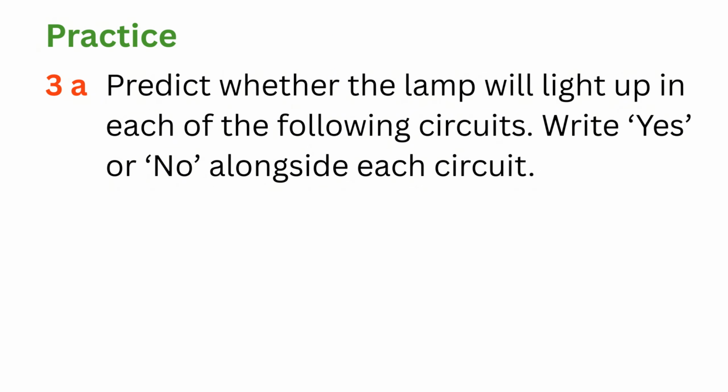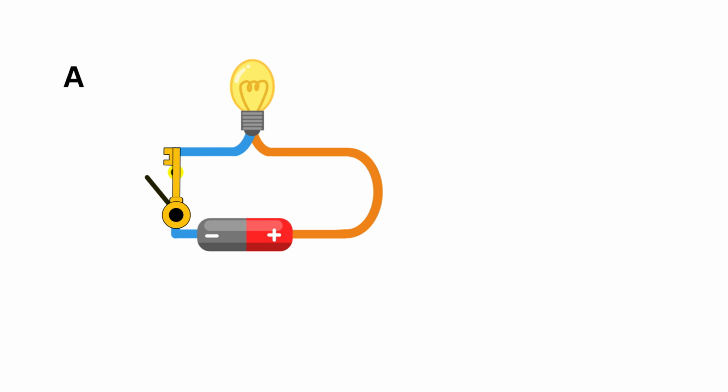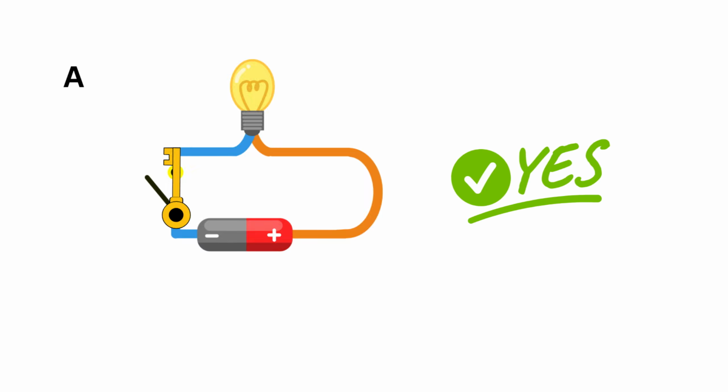Practice question number 3a. Predict whether the lamp will light up in each of the following circuits. Write yes or no alongside each circuit. Question A. The circuit connects with the key, and because the key is metal and it is an electrical conductor, the light will light up.